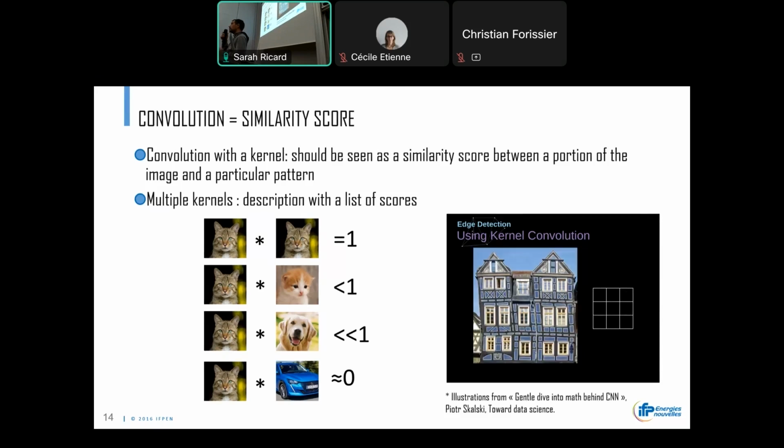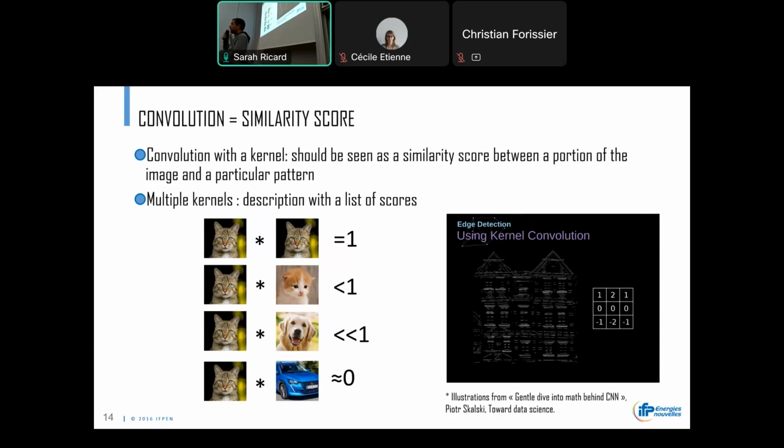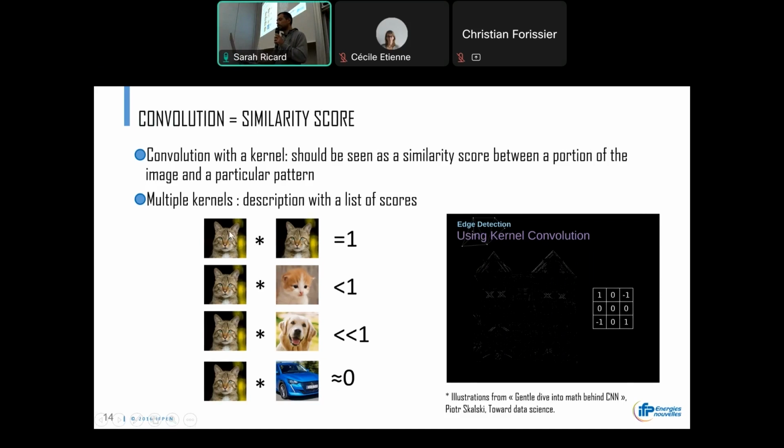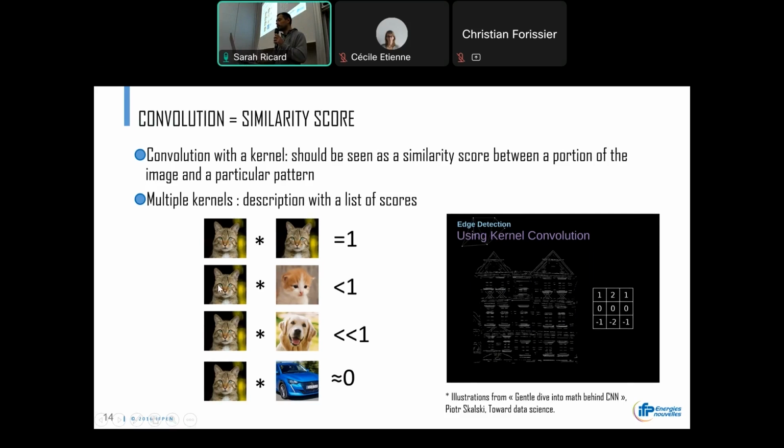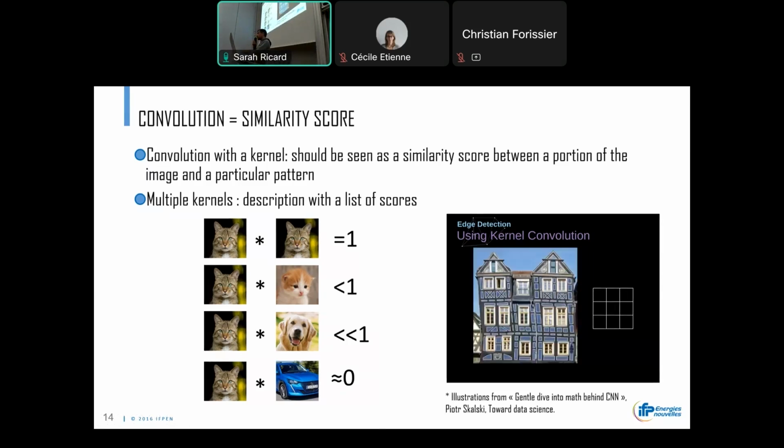And if it's similar, you will obtain a high value with the convolution. If the similarity is not very high, you will obtain a low convolution score. For instance, you can make a convolution with the same image. You will obtain a very high score, for instance, 1. If you make a convolution with some image with some similarity, you will obtain something lower, below 1. And if you try to do the convolution with images that are more and more different, you will decrease the score of the convolution. Okay?